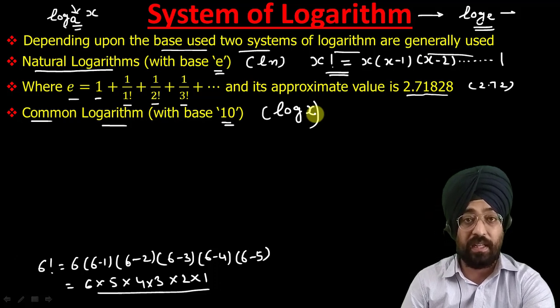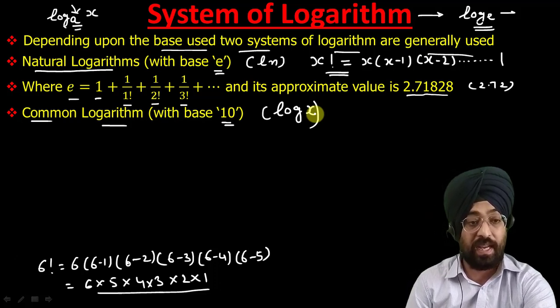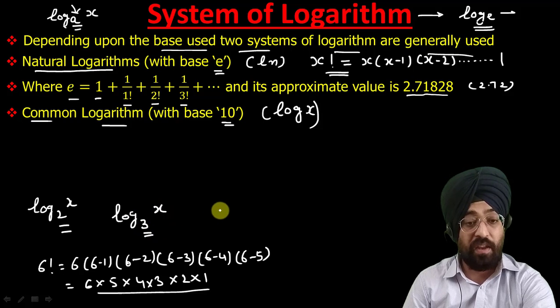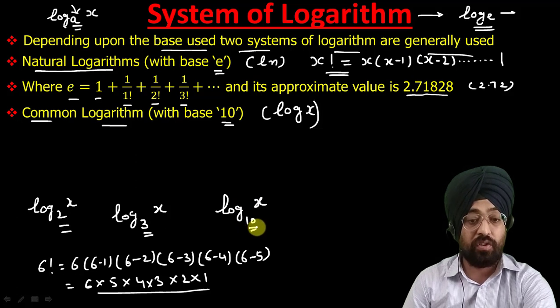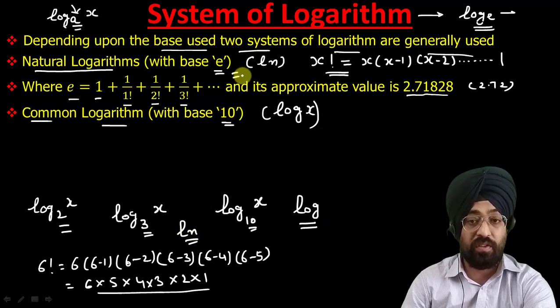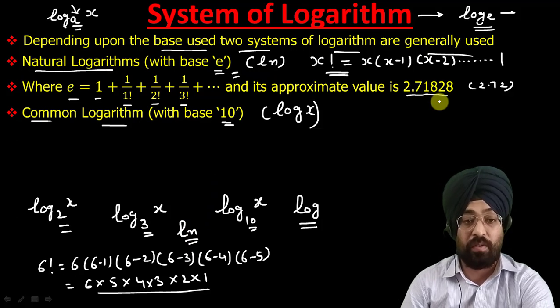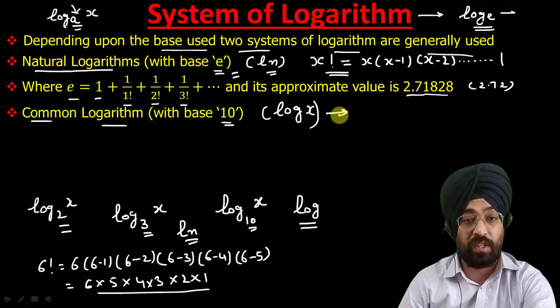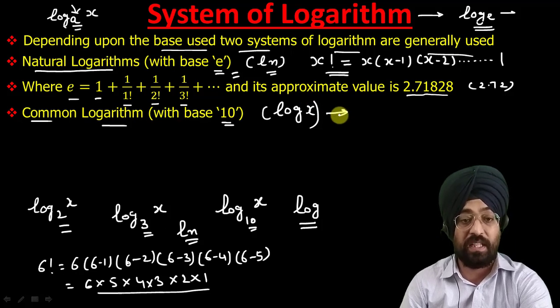And if we have any other system with any other base, like log of x with base 2, it means with base 2. Log of x with 3 means it is with base 3. If nothing is written, log x, it is understood by default that it is with base 10. So generally log means base 10 if nothing is written, and ln means base e, whose approximate value is 2.71828. So these are the two generally used logarithmic systems.